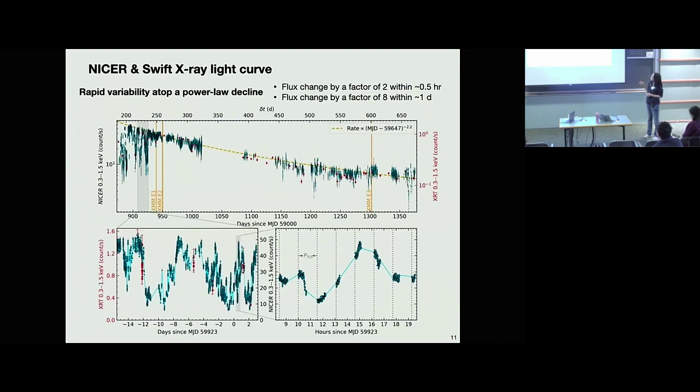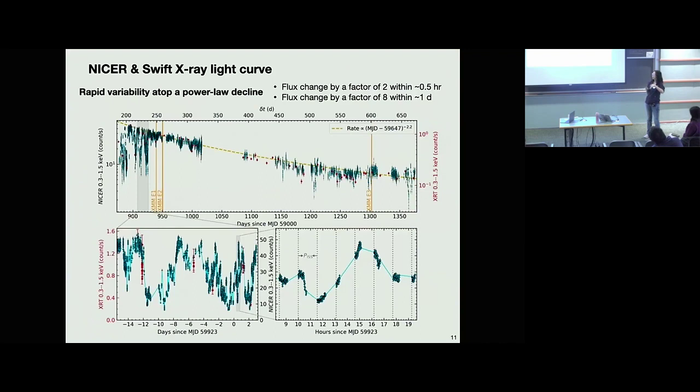If you zoom in onto the early time, very crazy light curve behavior, and if you zoom in further onto this region, you can see that the flux changes by a factor of 2 within 30 minutes and by a factor of 8 within just 1 day. The X-ray spectrum is very soft. It can be, to zeroth order, fitted with a multicolor disk and a weak power law component to account for the hard tail.